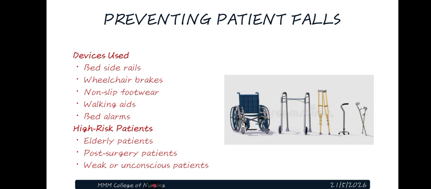Preventing patient falls. So the devices used: bedside rails, wheelchair brakes, non-slip footwear, walking aids, bed alarms. High risk patients: elderly patients, post surgery patients, weak or unconscious patients. So the falls are the major concern in hospitals, especially among elderly patients. Safety devices such as side rails and bed alarms help nurses prevent accidents and injuries.